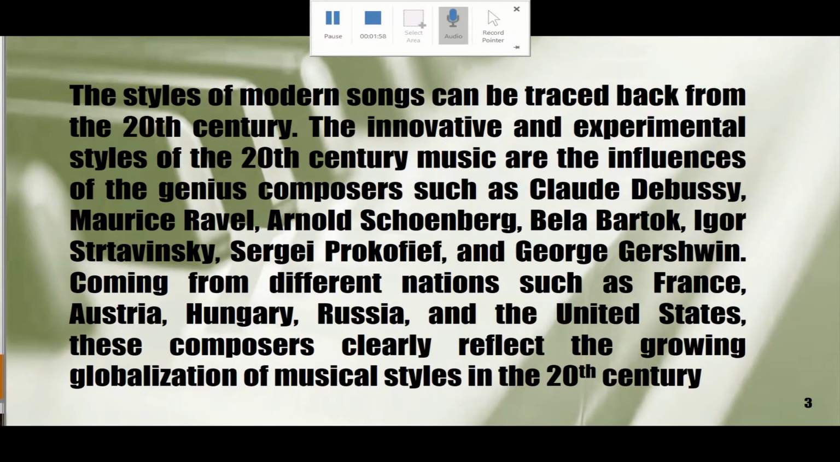The styles of modern songs can be traced back to the 20th century. The innovative and experimental styles of 20th century music are the influences of genius composers such as Claude Debussy, Maurice Ravel, Arnold Schoenberg, Bela Bartok, Igor Stravinsky, Sergei Prokofiev, and George Gershwin. Coming from different nations such as France, Austria, Hungary, Russia, and the United States, these composers clearly reflect the growing globalization of musical styles in the 20th century.